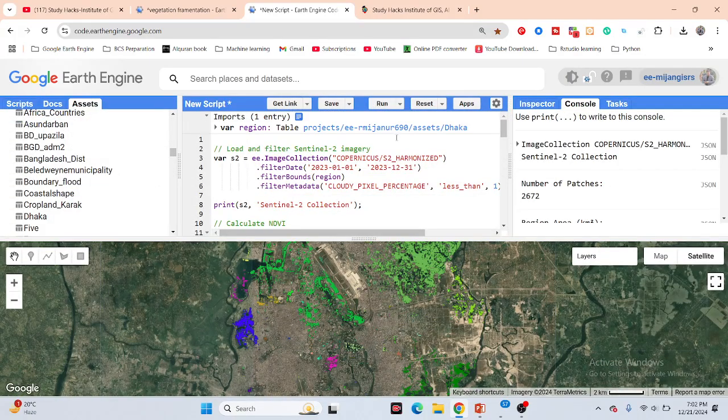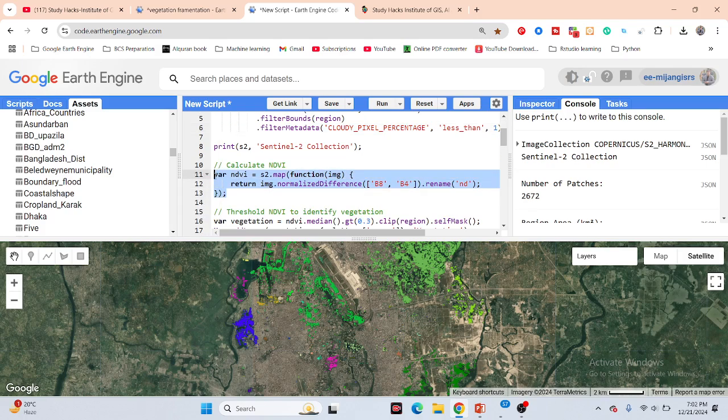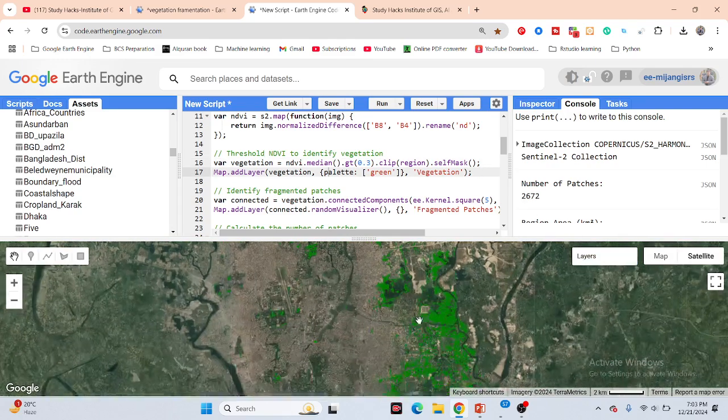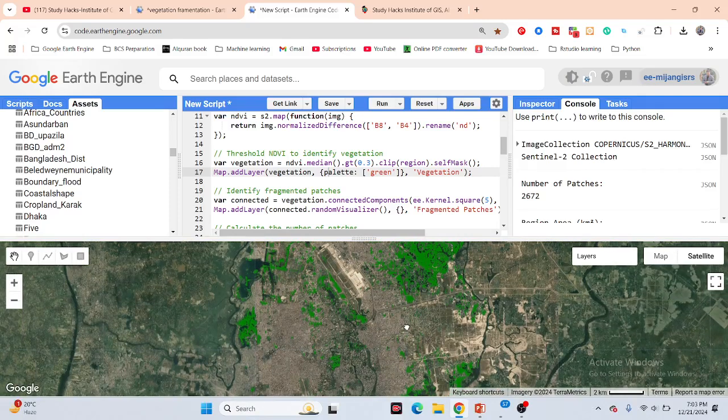Okay. First of all, simply import your study area, and then I call the Sentinel-2 satellite imagery. If you want, you can also use Landsat. Then filter for a specific time period, filter bounds, and also filter metadata for a specific cloud percentage. Then we calculate the NDVI, and I apply a threshold to identify vegetation. I take all values greater than 0.3 and then mask. Then I can easily get this type of vegetation. So this is my vegetation area, which I can easily get from satellite imagery.